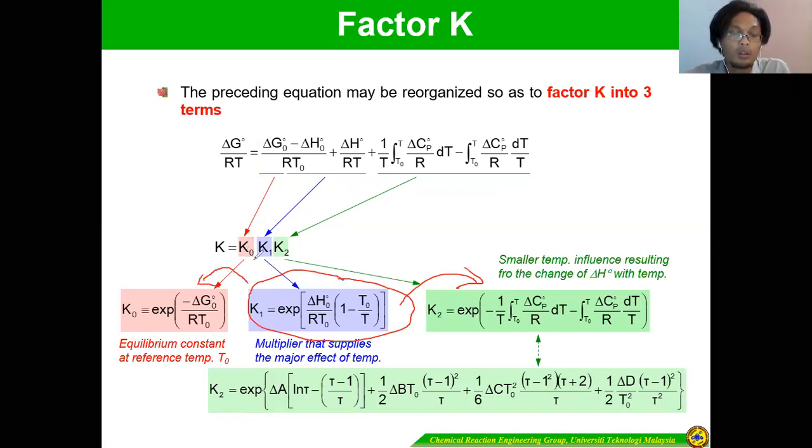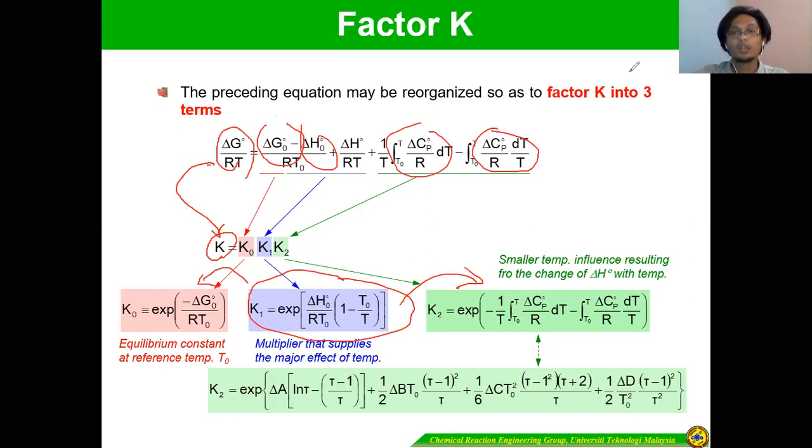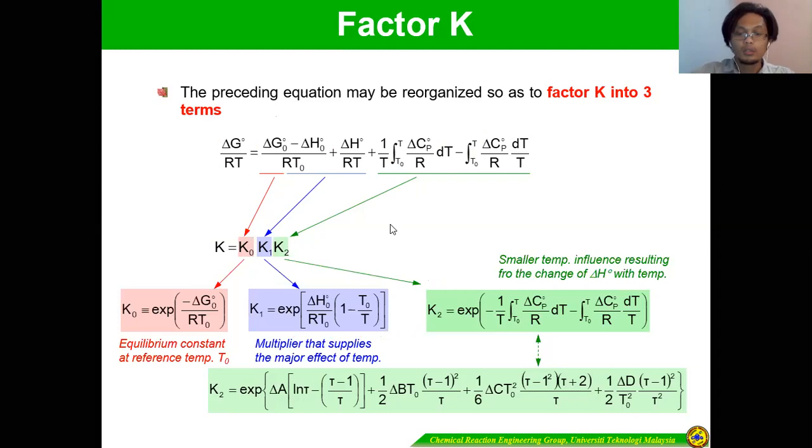By combining all these, K naught times K1 times K2, you can determine K. But the easiest way is to determine G naught, H naught, Cp for enthalpy and Cp for entropy, calculate delta G naught and substitute into the equation of ln K. So you can get the value of K. This one is the expansion of the value of K2, combining enthalpy and entropy.